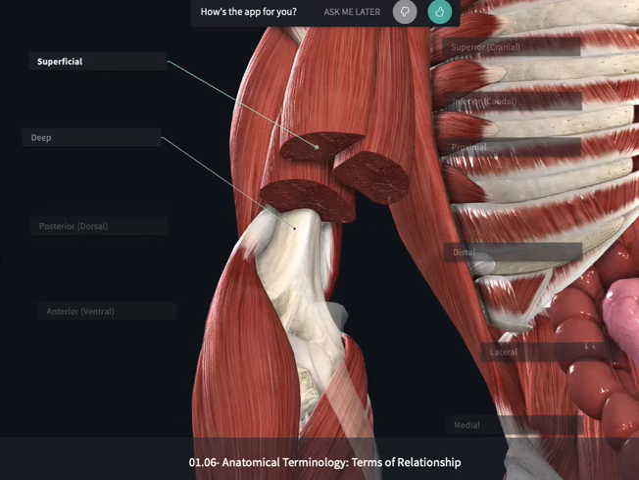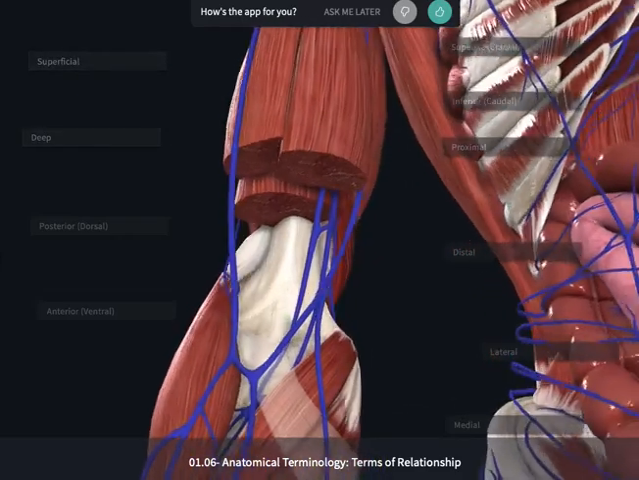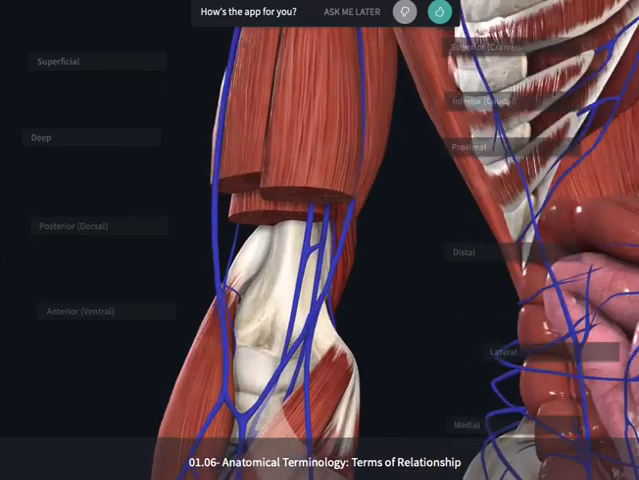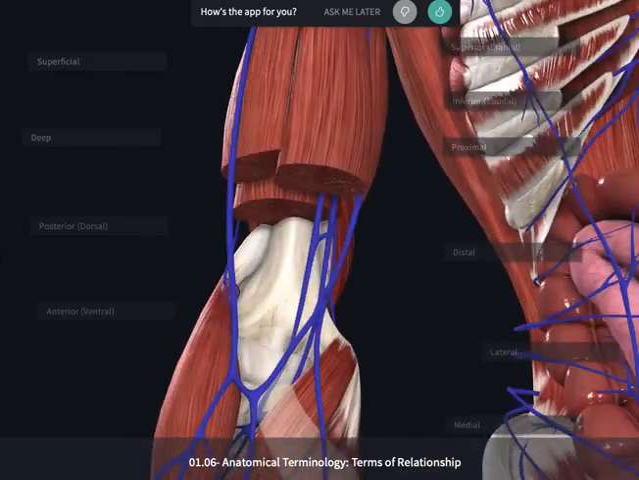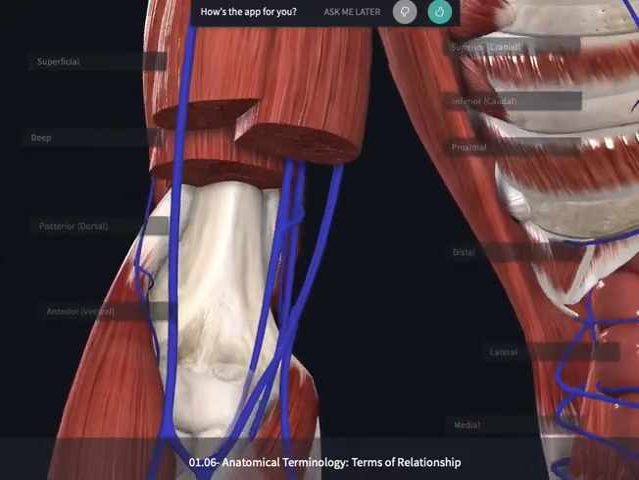A good example of this is the venous system, where we're going to have some veins that are going to be more superficially located and course through just the hypodermis or subcutaneous tissue, while we're also going to have some deep veins that are going to course deeper to other structures.